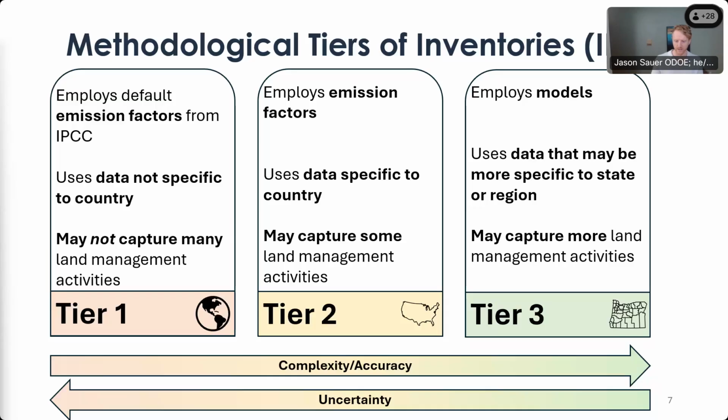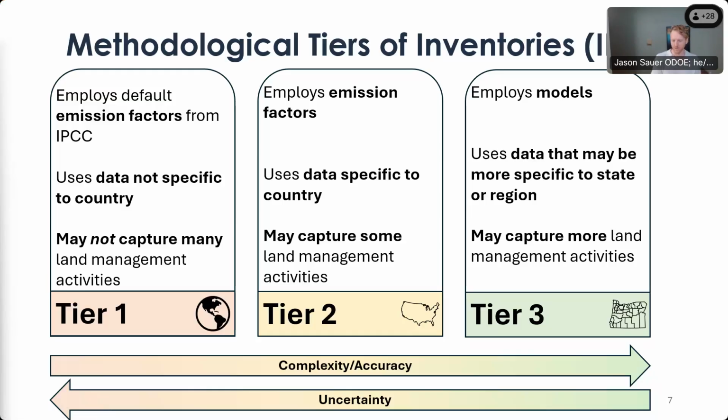Tier 3 on the far right there employs an empirical or process-based estimation model, along with detailed data specific to the country, which may even be specific to the state or regions within a state, where proven to be more accurate than tier 1 or tier 2 methods.